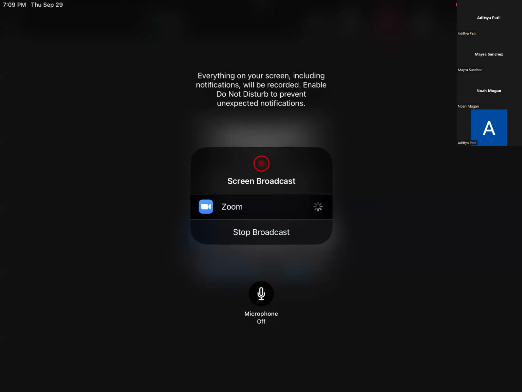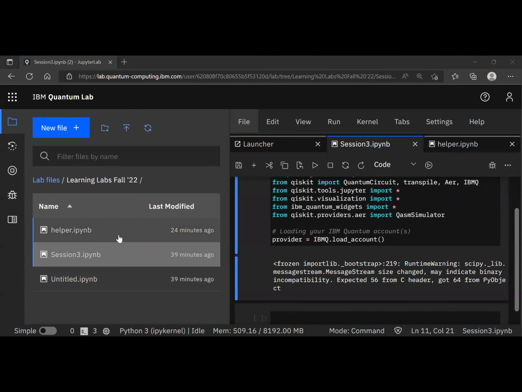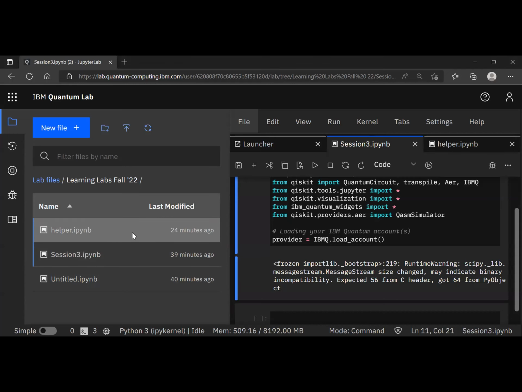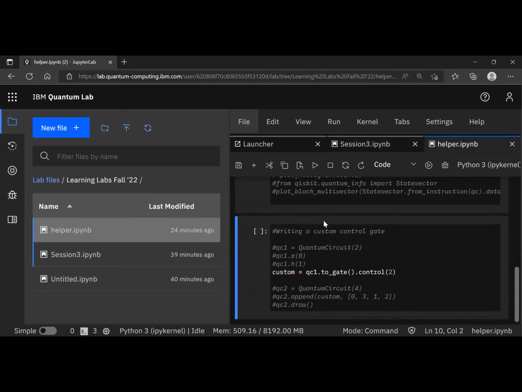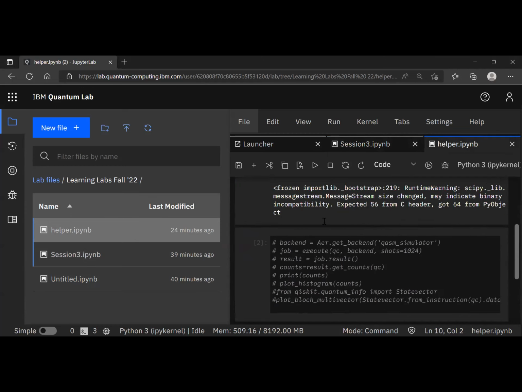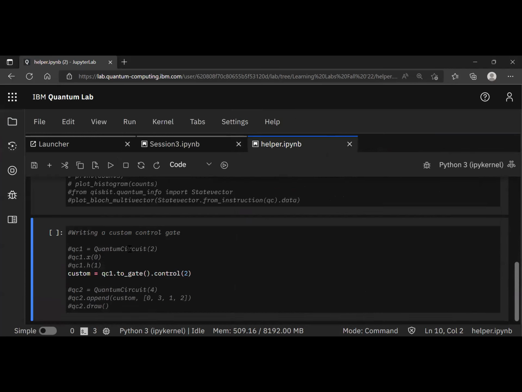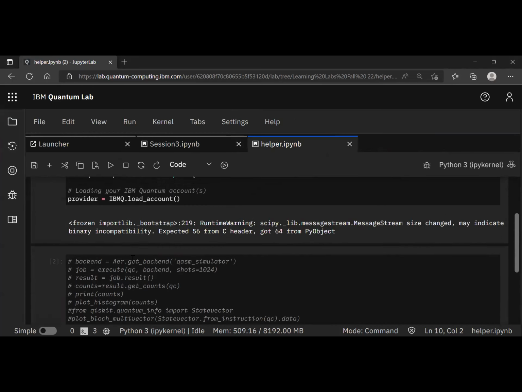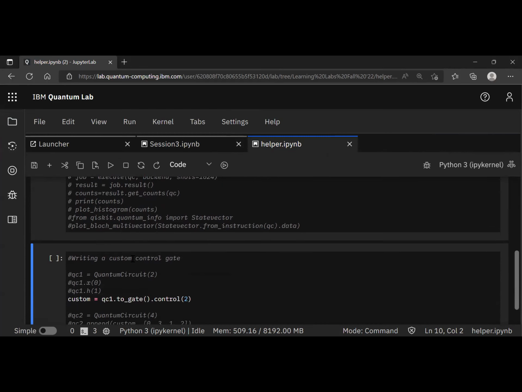Wait, hold on. Let me stop sharing from here and you start sharing. Okay. Where's the last week's stuff? So okay, the helper notebook should be where most of it is included. How to visualize qubits. Okay. Yeah. Nice. Okay.